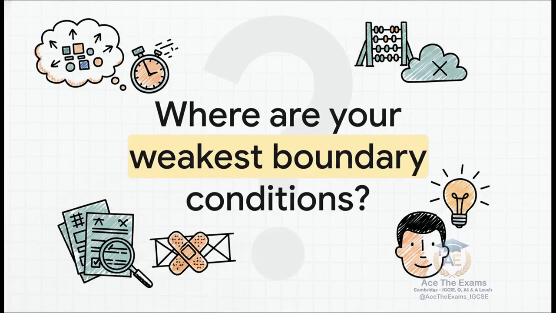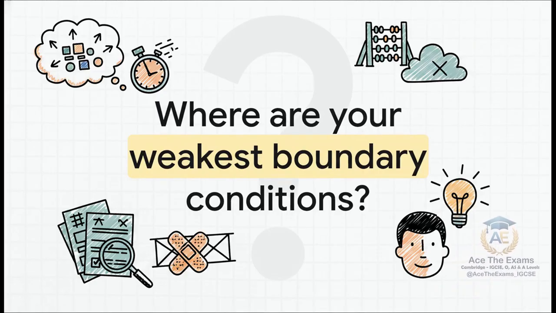I want to leave you with this provocation. If you had to evaluate your current exam strategy right now, where are your weakest boundary conditions? Are you rushing the contextual application, or maybe dropping method marks by trying to do all the array shifts in your head?